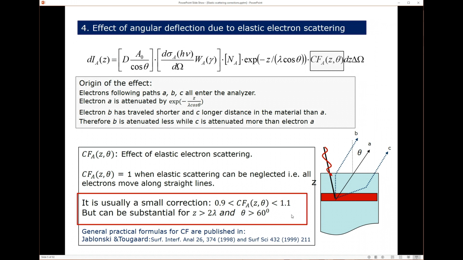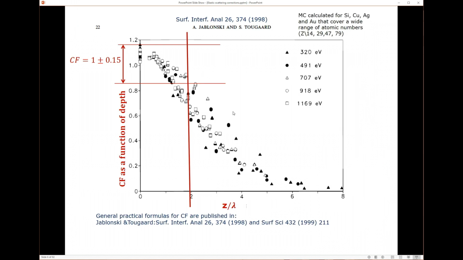If we look at the effect as a function of depth, here's a Monte Carlo calculation of electrons traveling in silicon, copper, silver, and gold. This includes both light elements and heavy elements, where you expect different importance of elastic electron scattering. It also covers a wide range of energies from 300 to 1200 eV, which is the energy range that you normally look at in XPS.